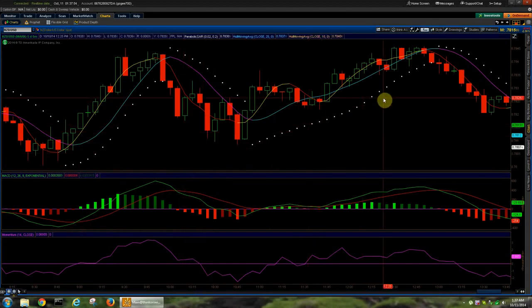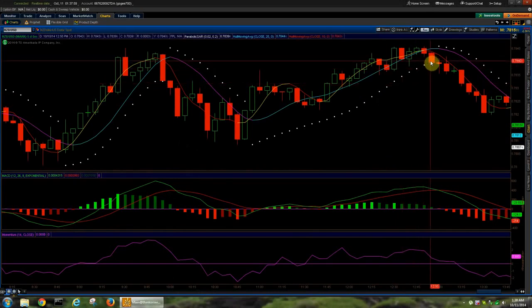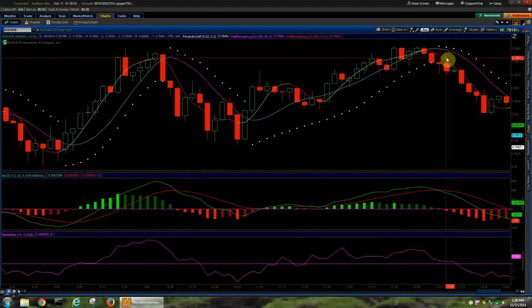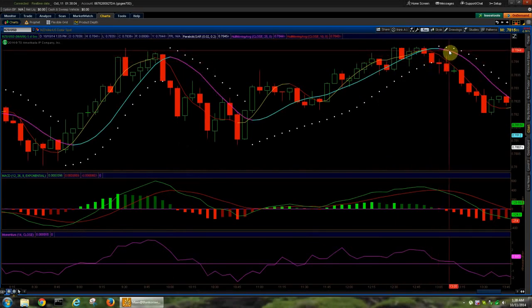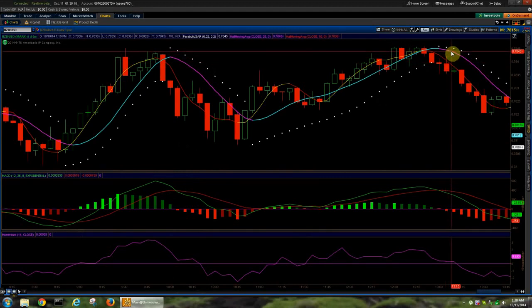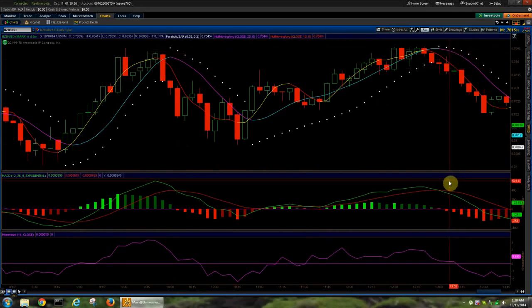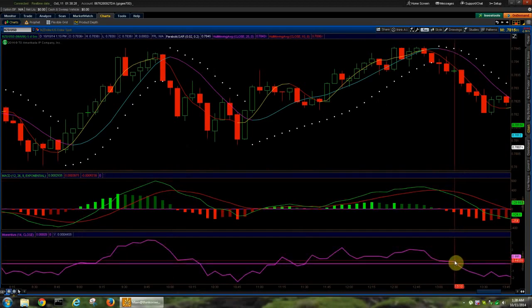So if we take a look at this, following the rules here, on this downtrend you're looking for the slower moving average to turn magenta, and looking for the faster moving average to turn red. So you want to see magenta on top, red on the bottom with some space. Then you're looking for the parabolic SAR to be on top, looking for the MACD crossover here, and you're also looking for this to hopefully be down below zero and pointing down.